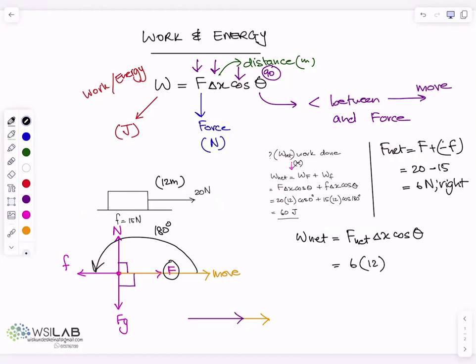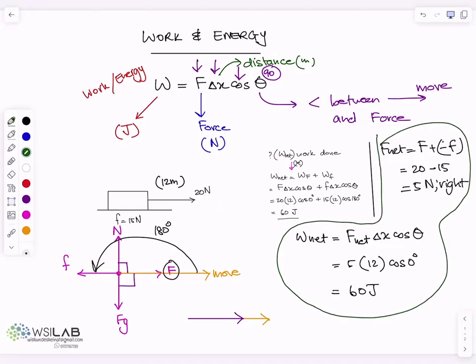And the net force is to the right. The movement is to the right. So that's cos 0 degrees. And this is a mistake. This is not 6, it's 5. So this is 5 times 12, and that's 60 joules. So you can also have done it this way. It's another way of doing it. Okay, happy? Quite easy.